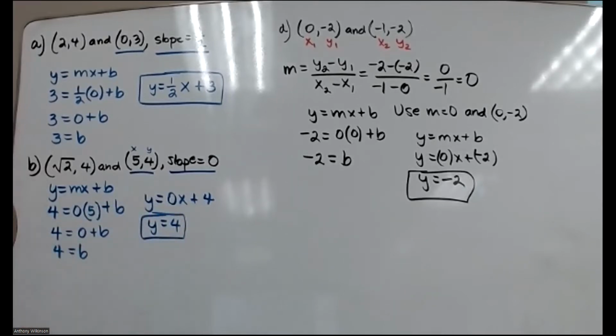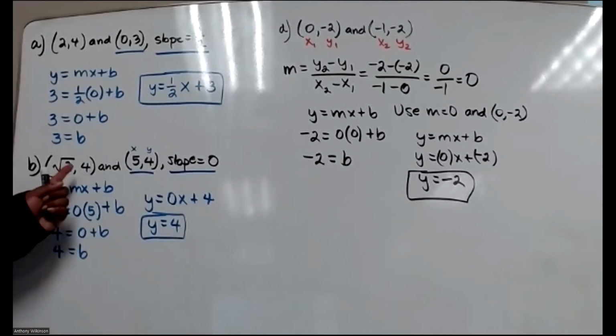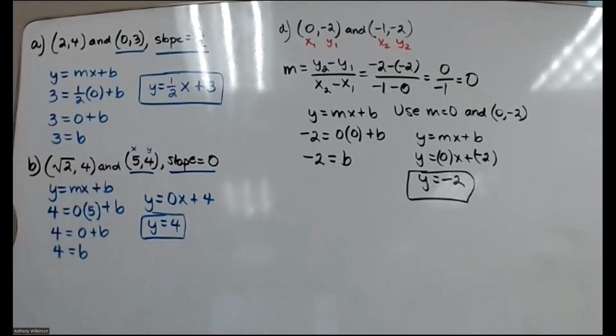y equals 4. And pretty much by looking at these 2 ordered pairs, you see that your y coordinates are the same. So that tells me that the slope would be equal to 0. And y equals 4 will have to be the equation of the line through those 2 points. All right, any questions about part B?